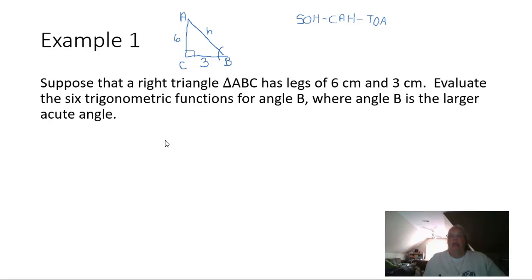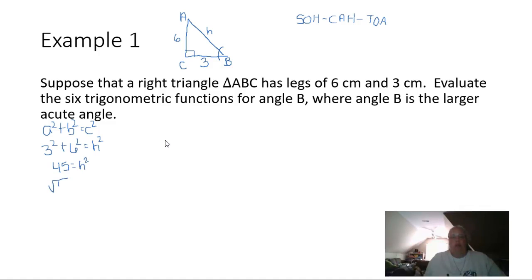Okay, the first thing we need to do is figure out what the hypotenuse is. And since I have a right triangle and I know 2 sides and I'm looking for the third side, that means I'm going to use my Pythagorean theorem. A squared plus B squared is equal to C squared. In our case, 3 squared plus 6 squared is equal to H squared. All right, so 3 squared is 9, 6 squared is 36. This is going to give me 45 equal to H squared.